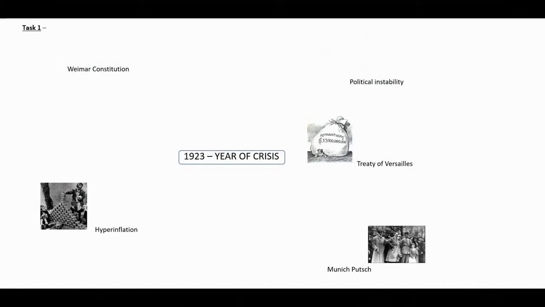Right, on page 3 of your lesson note template, you will find this task 1 here, which is the beginning of a map from memory on 1923, the year of crisis. You can see the headings are Weimar Constitution, political instability, and the Treaty of Versailles, and they are maybe long-term problems that fed into the specific problems of 1923, and those specific problems of hyperinflation and the Munich Putsch. There's also a heading there.